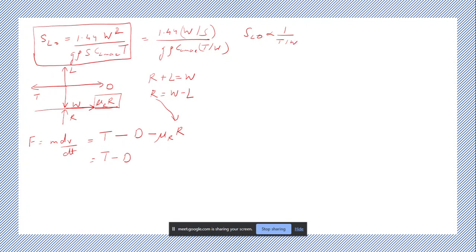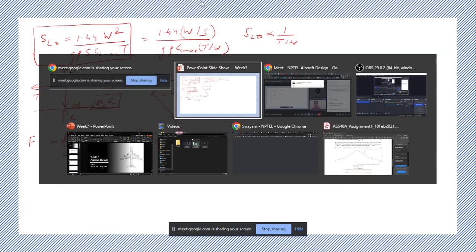Okay. So we drew the free body diagram of the aircraft that is moving in the direction of the thrust. So the drag is in the opposite direction. You have a lift force which balances the weight. Since it's resting on the ground, you have a reaction force.